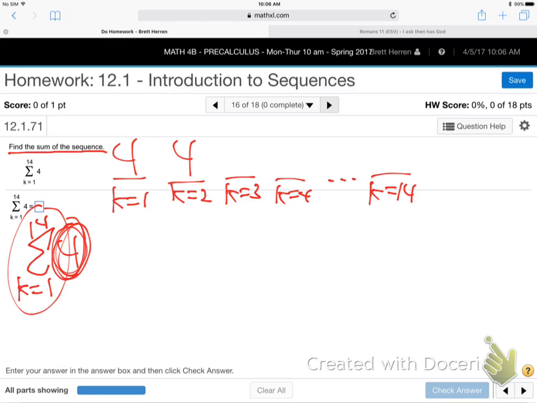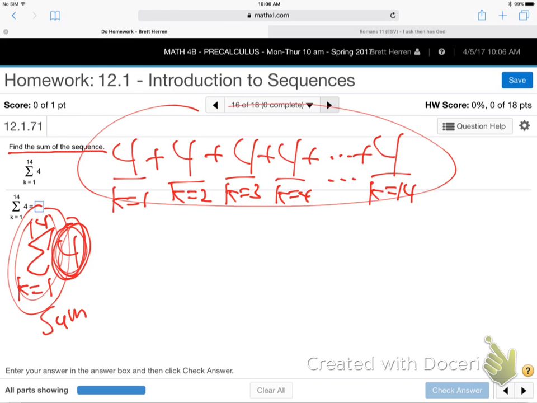And the next one's just 4, and the next one, they're all just 4, because there's nowhere to plug the K in. Does that make sense? It's just a bunch of 4s. But they're added up because it's a big Greek S, which means sum. The Greek S stands for sum. Add them up, sum them.